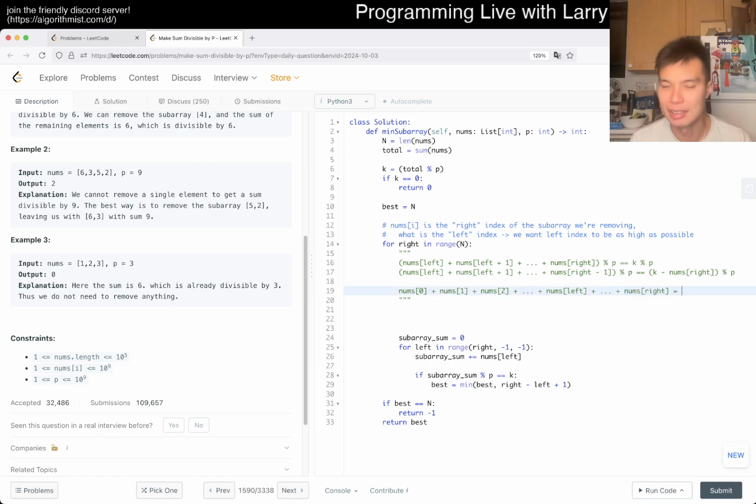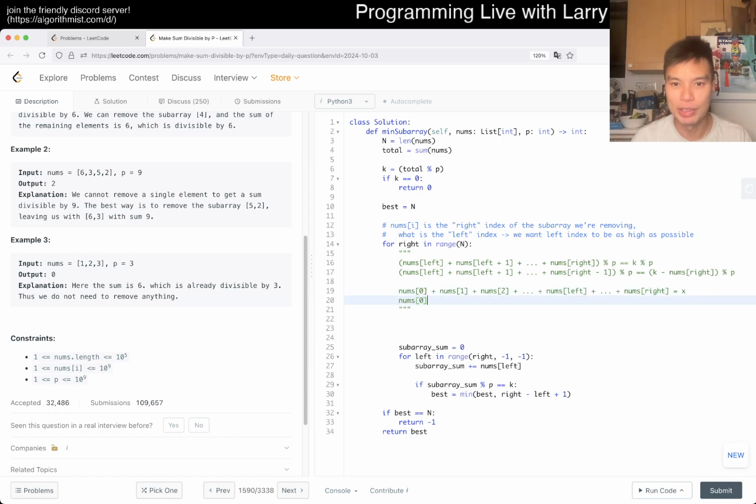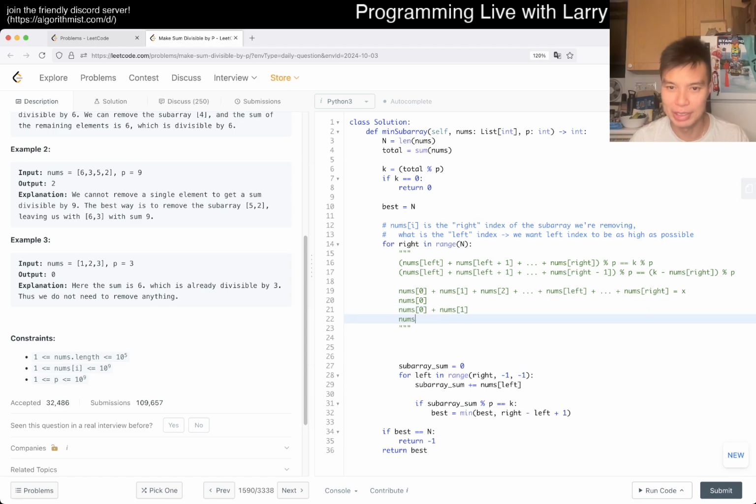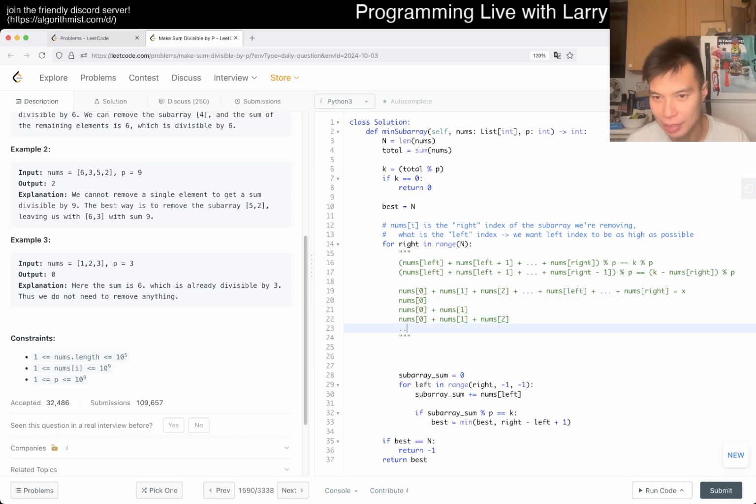I just say x, and the reason why I'm using x is because this is something that we can calculate as we go, right? So we actually know x as well, and as a result of knowing prefix sum, we know what this is, and we store what all this stuff is in general, right? So dot dot dot here.